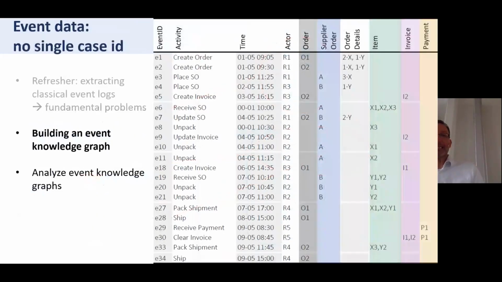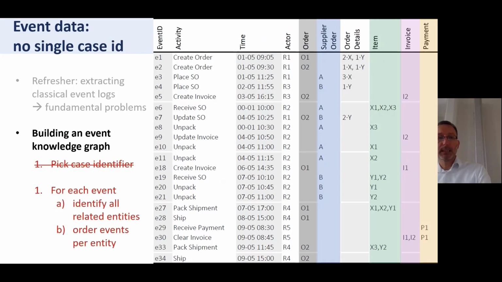So now let me show you how you avoid all this. That's why you're here. What we're going to do, we're going to build a graph. We're going to draw on concepts of knowledge graphs, called this event knowledge graph, because they build it from event data. The idea is to not make the mistake of the first one. So we're not going to pick a case identifier. Rather, we take the entity identifiers that are there, and then for each event, we first identify all the related entities, and then order the events per entity. Simple principle.